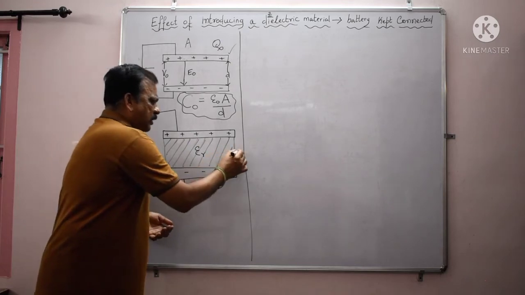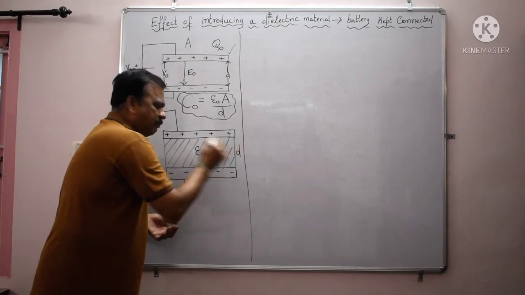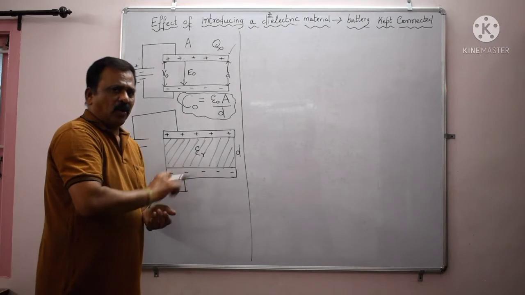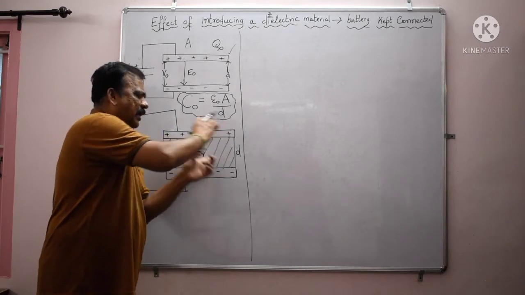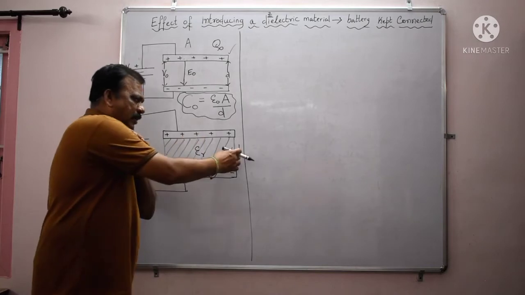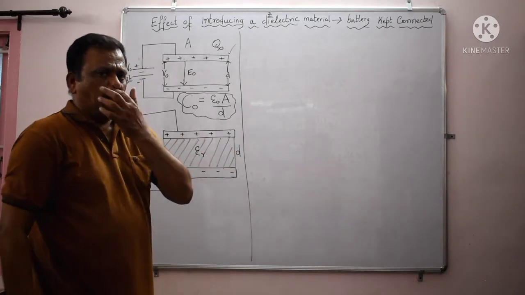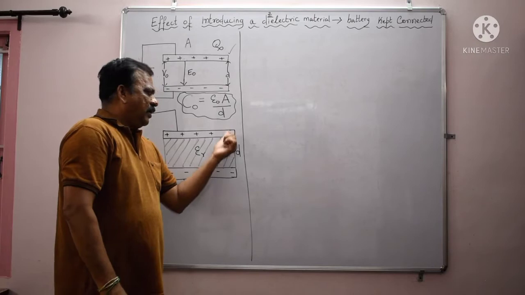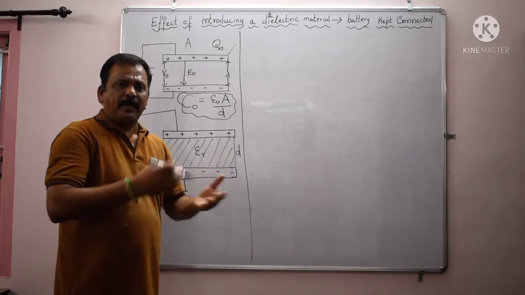Now, the distance between the two plates can also be called the thickness of the dielectric material. So once the dielectric is filled, you can look at this term d from two viewpoints. One, we can say it is the distance between the two plates.